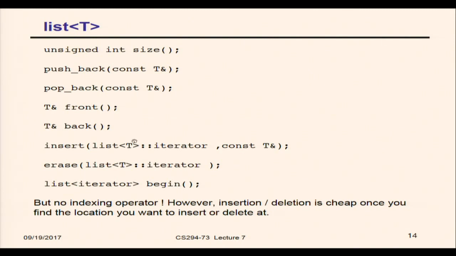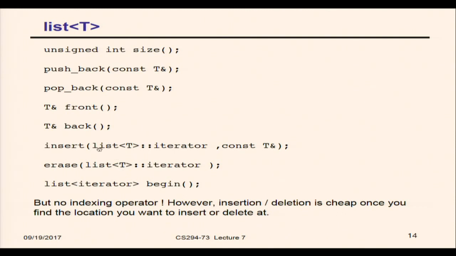Now, you can insert. What insert does is it takes as one of its arguments an iterator, and the other argument is a value. And then erase takes an argument that's an iterator. And then you have the list usual iterator. I'm sorry, this is wrong. That syntax is just gibberish. It's list of t :: iterator, which gets you begin just as it did with vector. It's the same syntax. So what is this telling us? What does this mean?